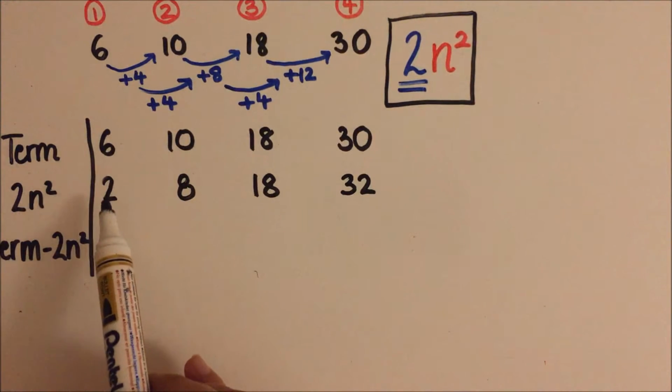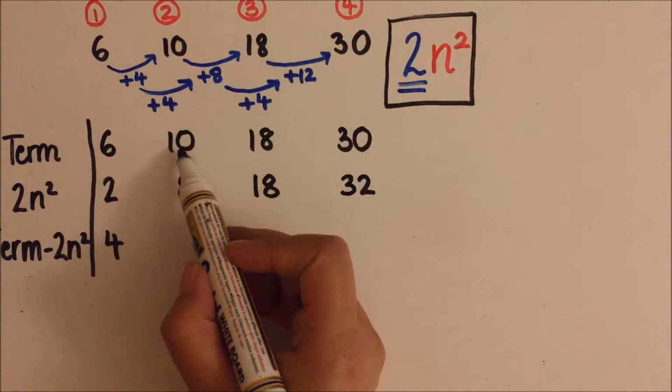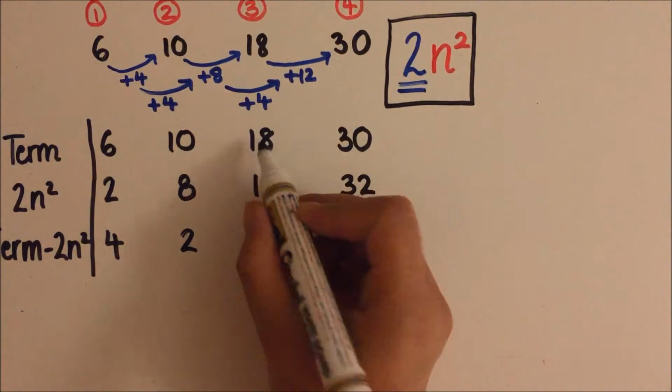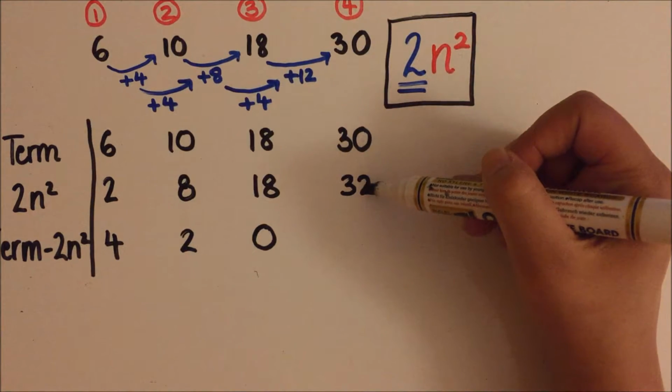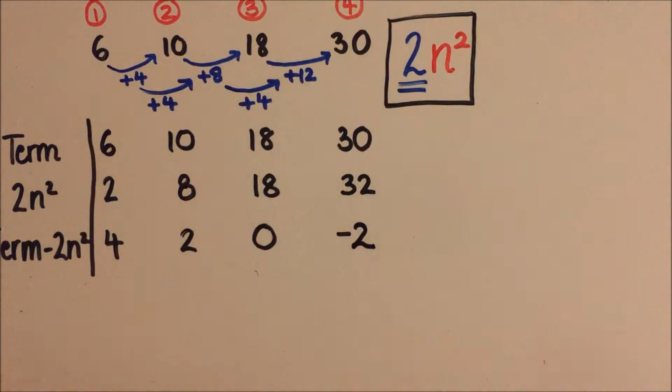Okay? Now what we need to do is term minus the 2n squared. So 6 take away 2 gives you 4. 10 take away 8 gives you 2. 18 take away 18 gives you 0. And 30 minus 32 gives you minus 2.